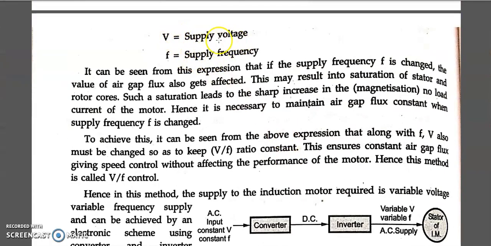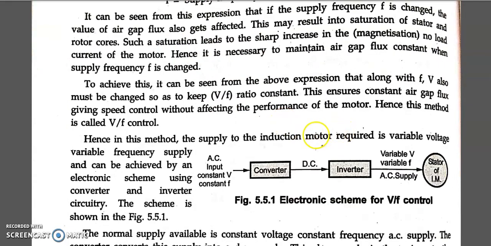So how do we get the variable voltage and supply frequency? For that I need another device. That's why I said it's difficult. What is the device? The device should contain a converter as well as an inverter. What does the converter do? I have a constant voltage and frequency from the company supply, so I'm going to convert it, meaning rectify it, into DC.